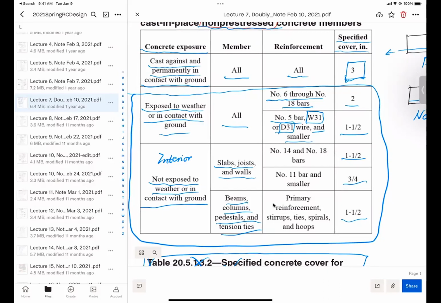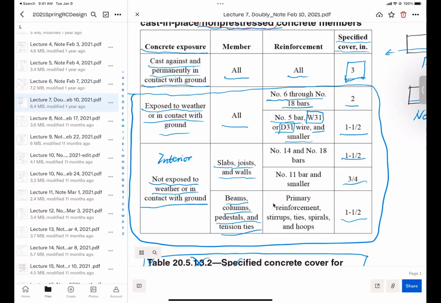What do all these mean, right? We're civil engineers, right? These are literature, right? What does all this mean? So first thing, what do you mean by cast against and permanently in contact with ground? It means that the water from the ground can seep in, isn't it? It means that this thing is in contact with water in the ground. So that's what this means. So first thing, we'll be in contact with moisture. Second thing, exposed to weather or in contact with ground.